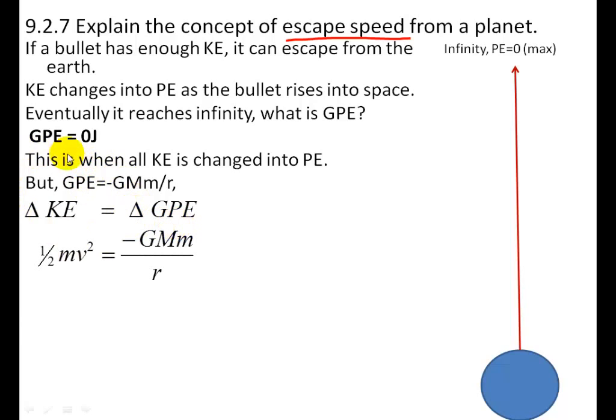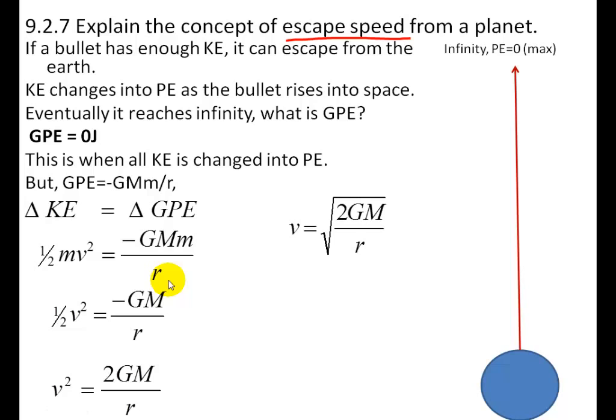So we equate these two values here, and we end up with v is equal to the square root of 2GM over r. I'd like you to try to show that now.